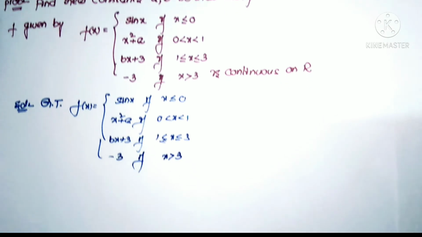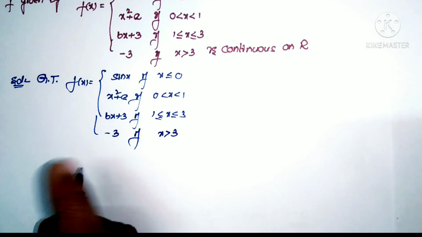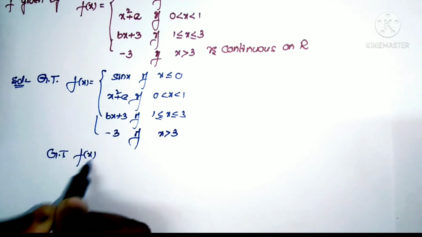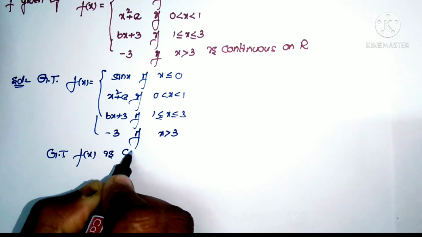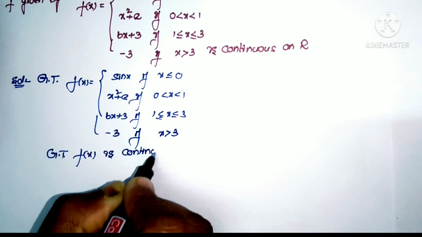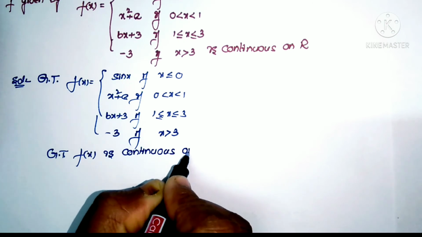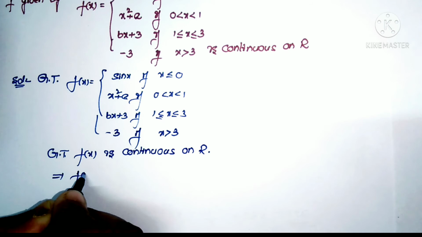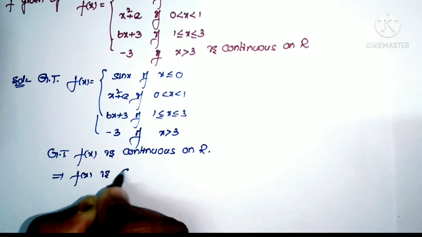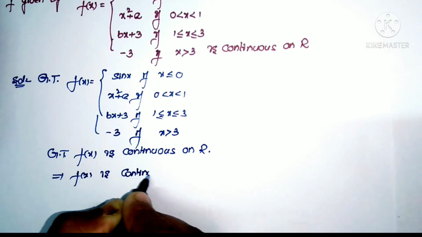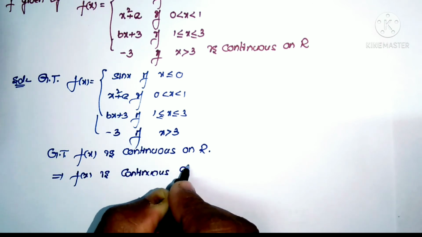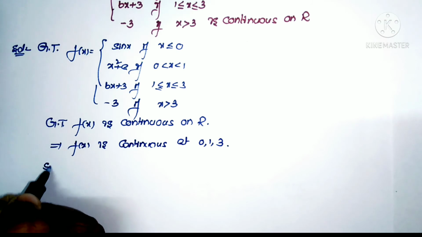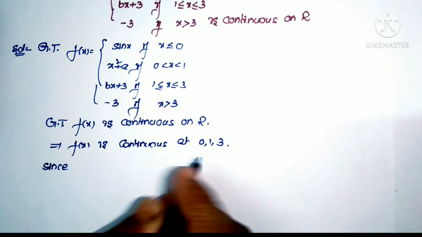So this is the given function, and it is also given that f of x is continuous on R. Continuous on R means it is continuous at 0, 1, 3, which implies f of x is continuous at 0, 1, 3. So first I take the continuity at x is equal to 0.